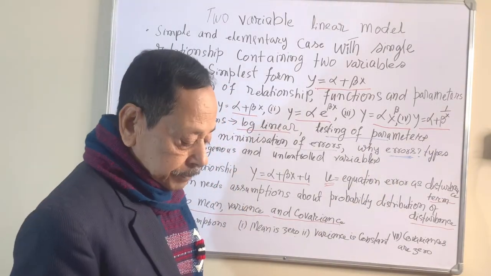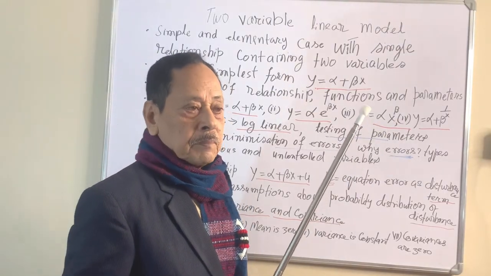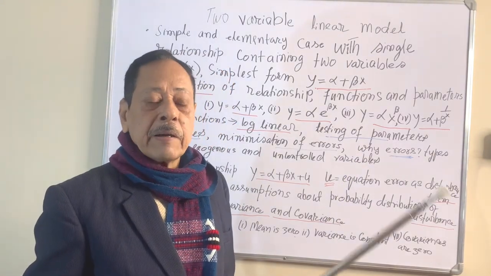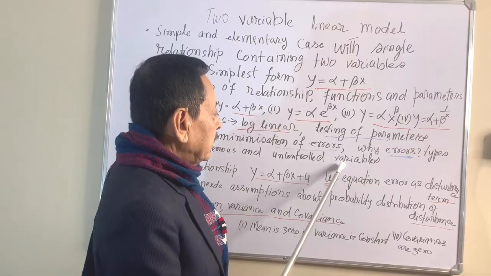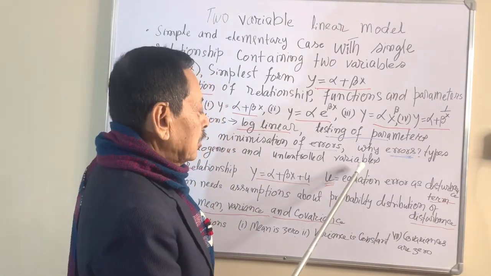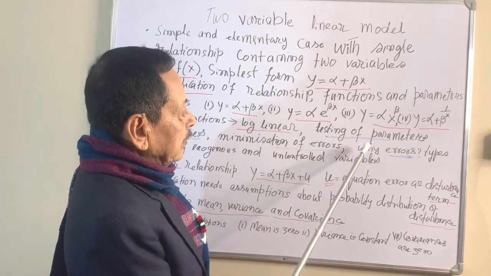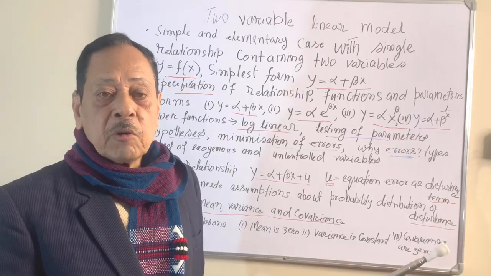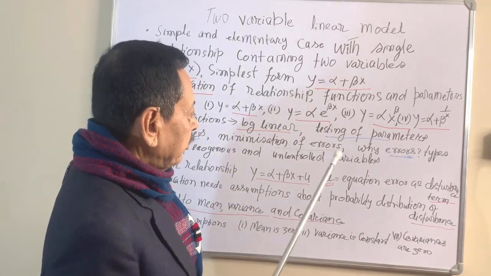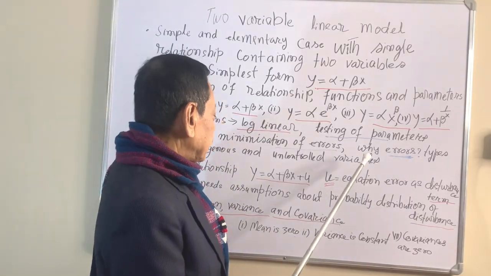For example, say consumption of eggs. Even if the consumers have money, they have income, during summer, due to high temperature, the consumption of eggs may be low. So as a result, the parameters will be affected, and if we interpret, the interpretation will not be proper. So like this.